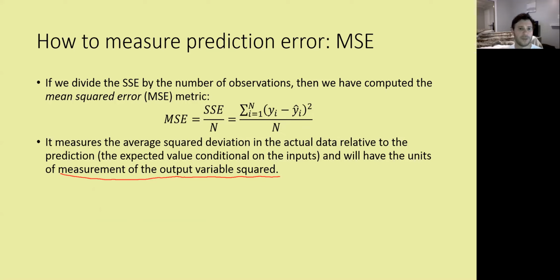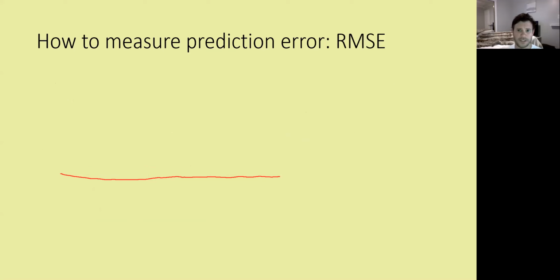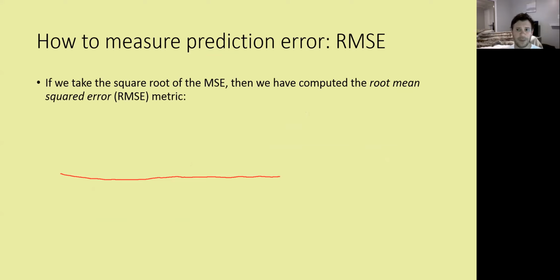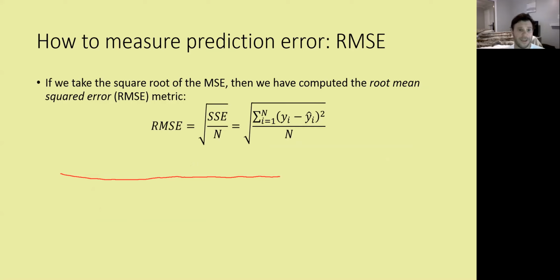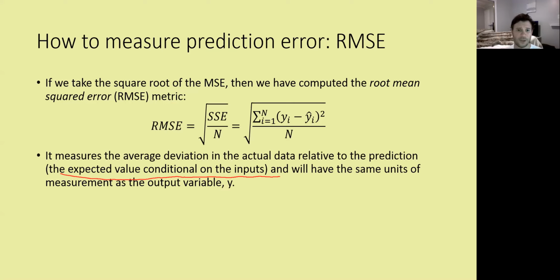One of the most popular metrics to use in evaluating the efficacy of a predictive model is something known as the root mean squared error, or RMSE. You generate that by just taking the square root of the mean squared error. So there's the square root of SSE over n, which means we're taking the square root of our sum of squared residuals divided by n, which is the average squared residual. And then we square root that. So now the units of measurement are the same units as the original output variable y.